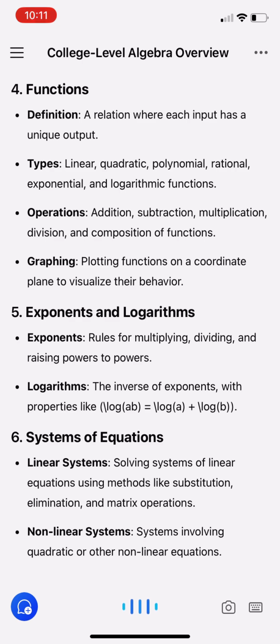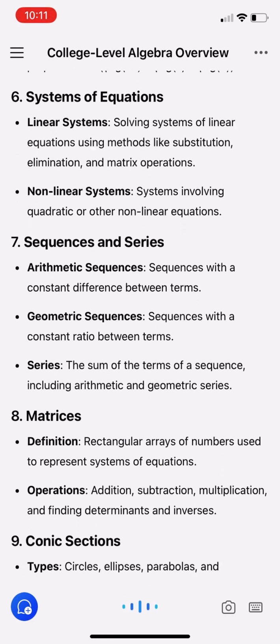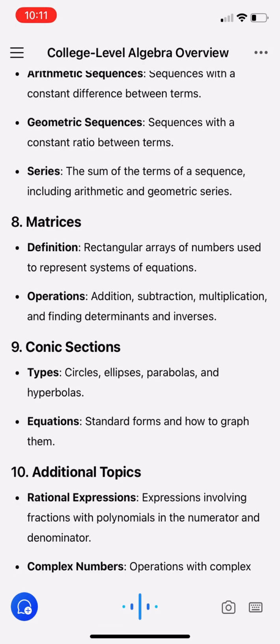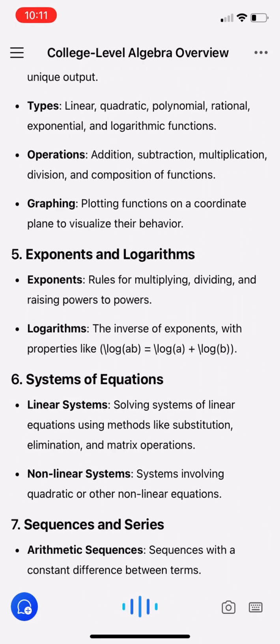5. Exponents and logarithms. Exponents: rules for multiplying, dividing, and raising powers to powers. Logarithms: the inverse of exponents, with properties like log ab equals log a plus log b.